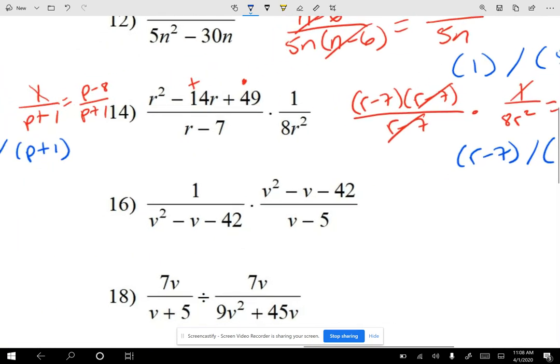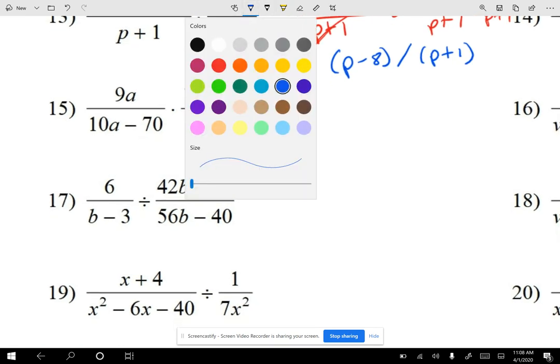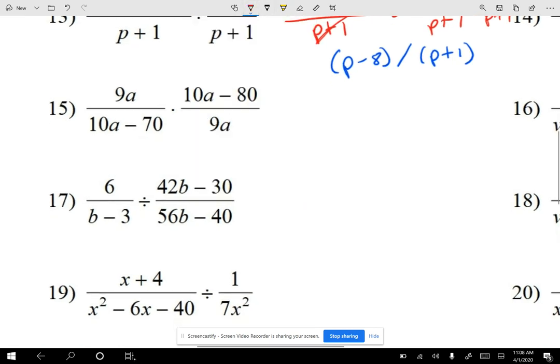Now let's take a look at number 15. Let me factor what I can. The first fraction, I just have 9a over, at the bottom I can divide both of them by a 10. So I have a minus 7 times. On the second fraction, let me divide each of them by 10. So I have a minus 8 over 9a.